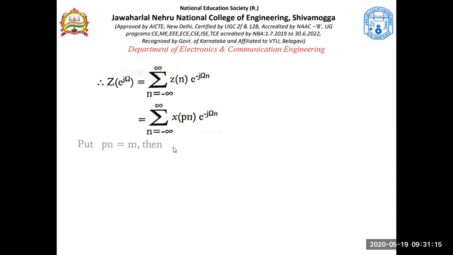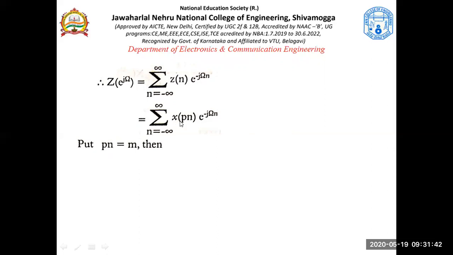Fine. Next, since Pn is there, substitute that Pn as m, because we're not used to seeing two variables here. We can see x of n, y of n, z of n, but there should not be p into n. We're not comfortable seeing that because we're not used to it. So what we're doing is substituting this Pn as m.